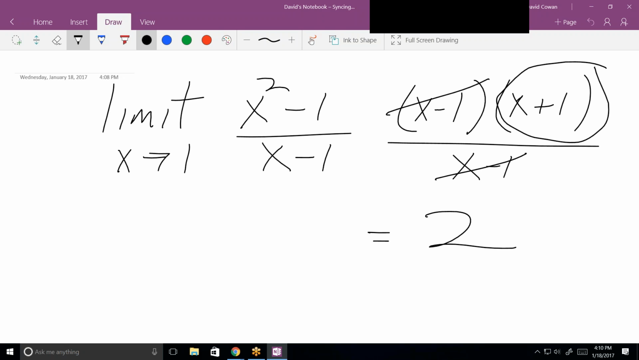And that's pretty much going to be what you're dealing with for most of this chapter, is factoring. Which means that when you first substitute, you get 0 over 0, but by the time you factor and cancel, it turns into a number.